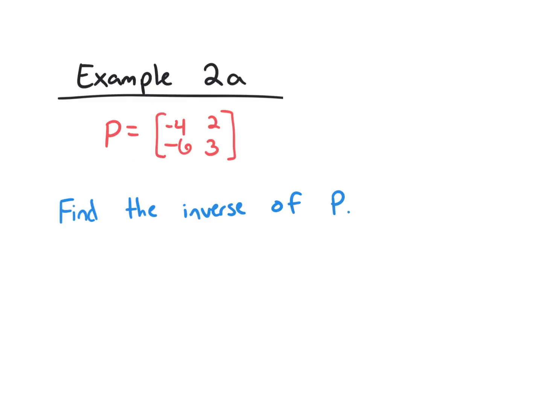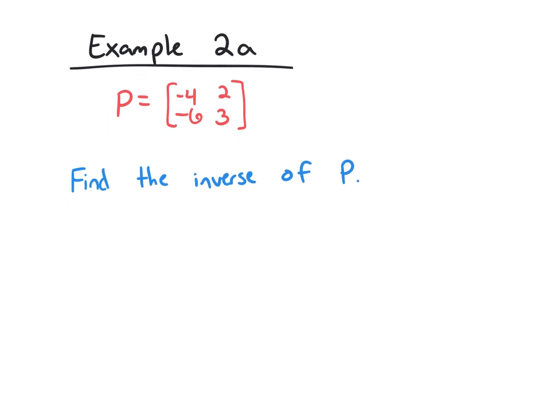All right, I'm on example 2A. The directions say it wants to find the inverse of matrix P. Now, in order to find the inverse, what do I have to know first? I have to find the determinant first. So, the determinant of P, how do I find that?